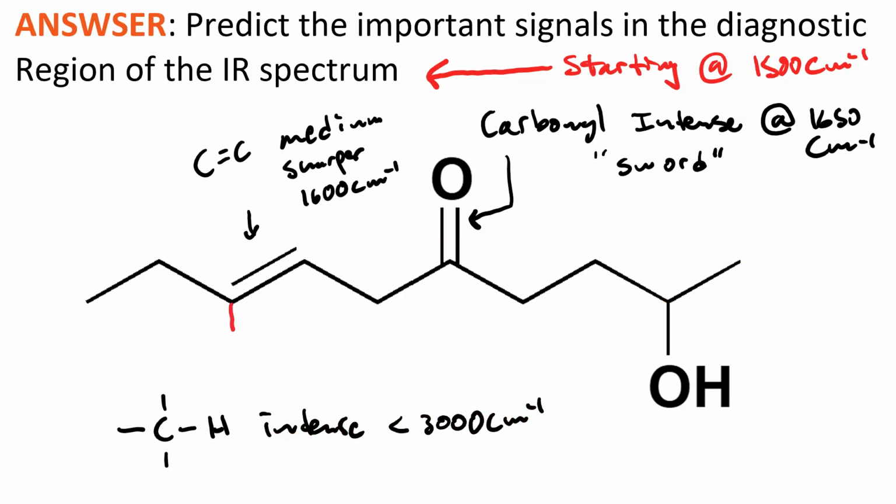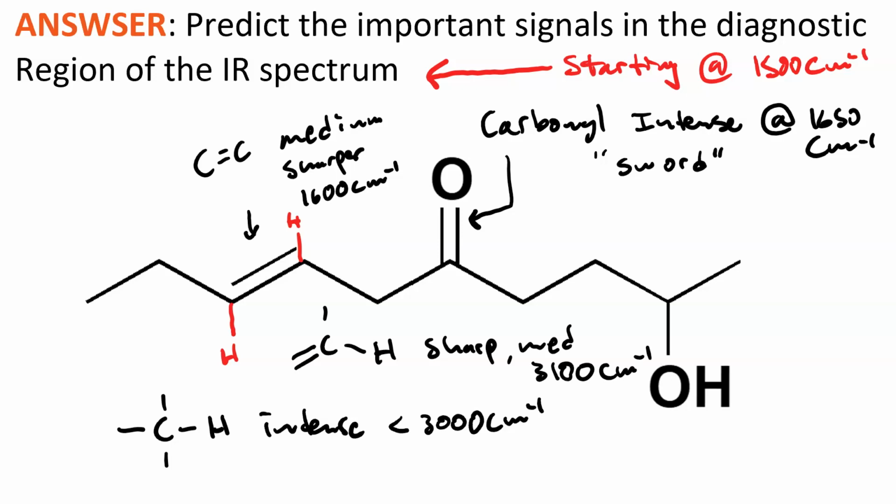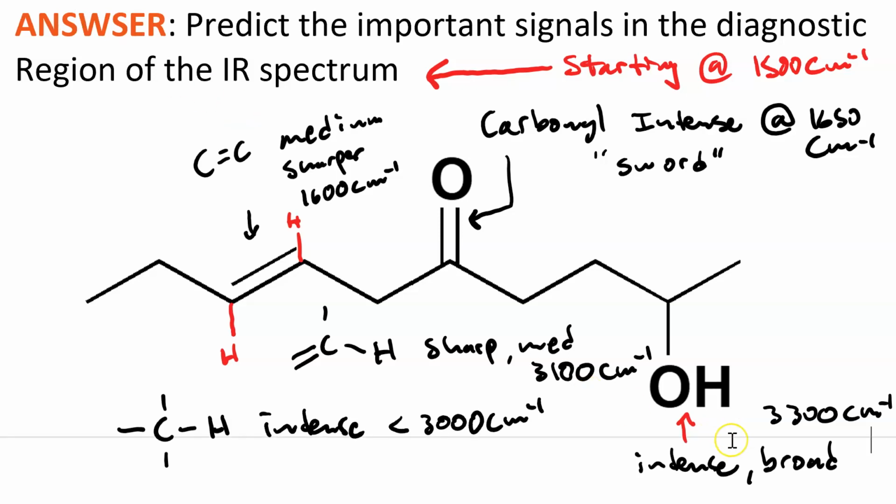But the really interesting CH bonds are here and here, the sp2 CH stretch. That should show up sharp, medium intensity at 3100 wave numbers. Finally, we'll have an OH stretch. That should be intense and broad and probably around 3300 wave numbers. Unless the concentration is very low, in which case it'll be sharp at about 3400 to 3500 wave numbers.